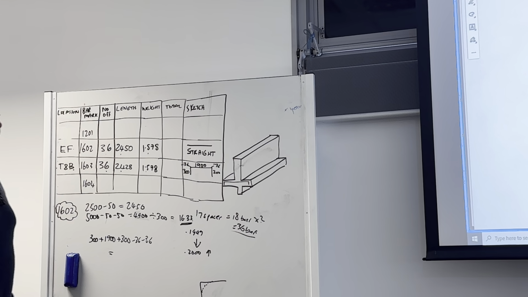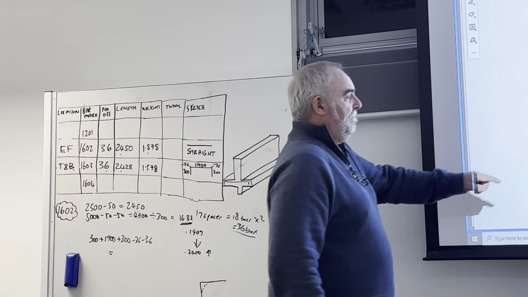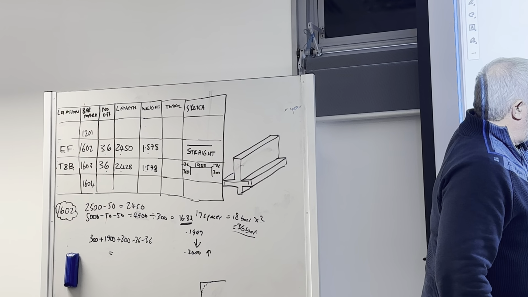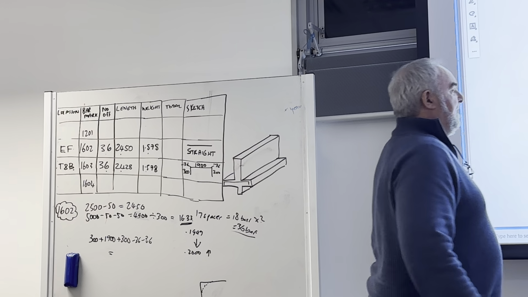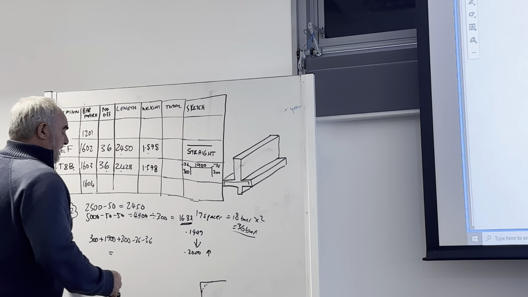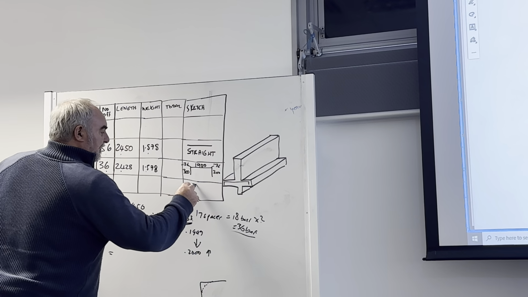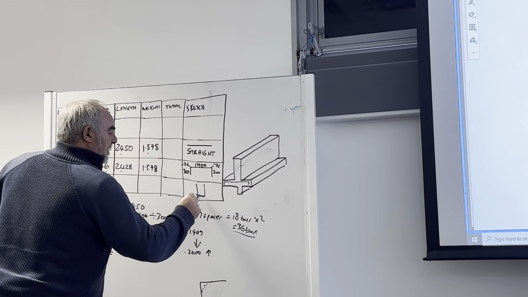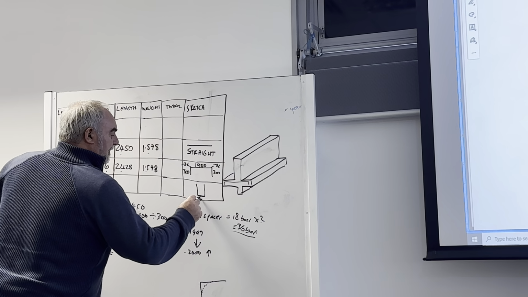1604. 1604 is this one here. The width of that's easy. It's 400 minus 50 minus 50. So the bar looks like this. The width is 300.